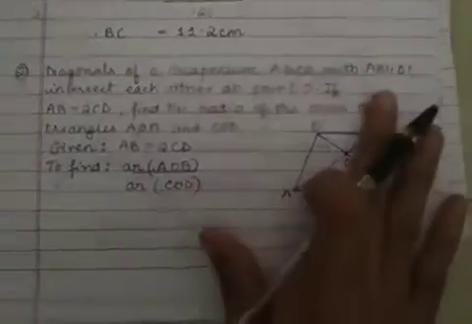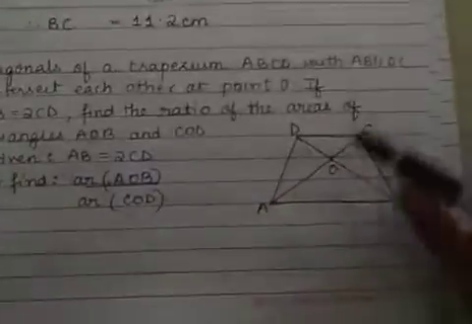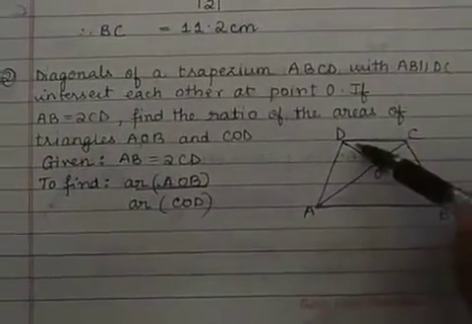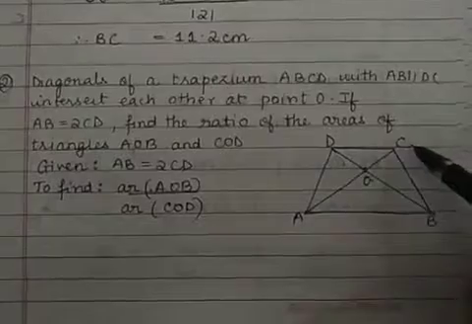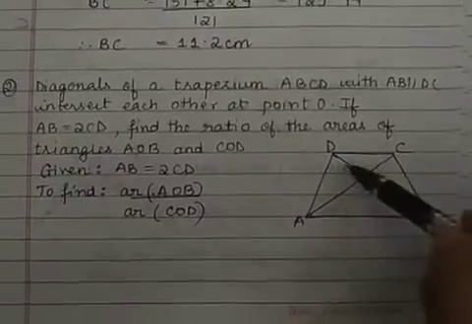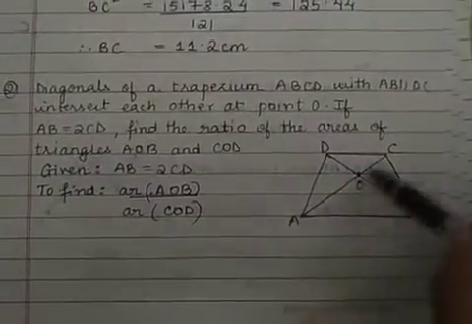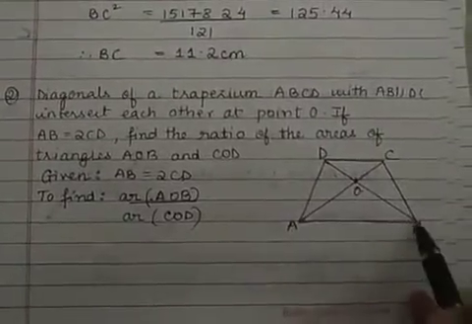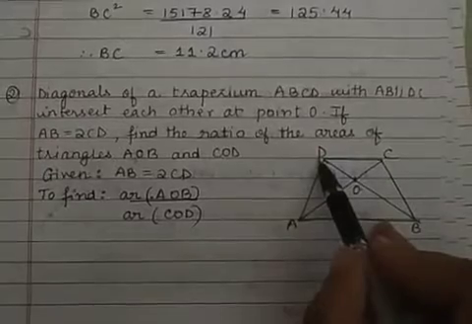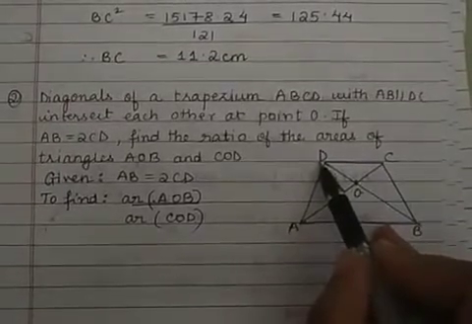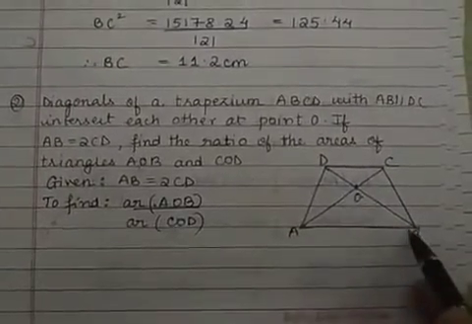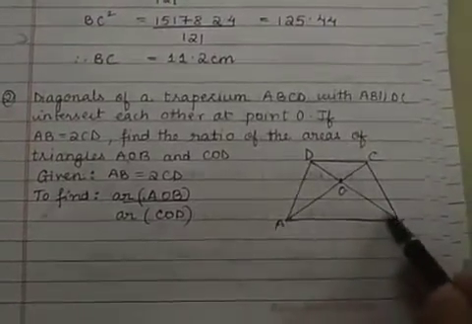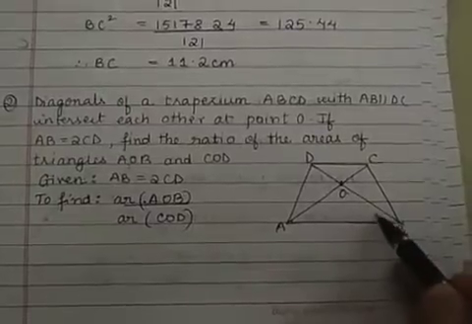So here the figure is not given to you. You are supposed to draw the figure. So you have here a trapezium ABCD where the side AB is parallel to CD and the diagonals of this trapezium intersect at point O. It is given that the side AB is 2 times the side CD and you are asked to find the ratio of the areas of triangles AOB and COD.